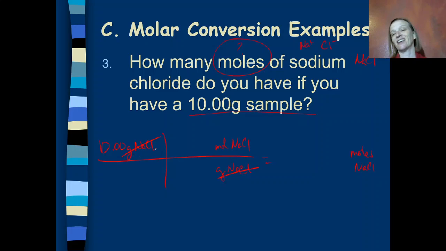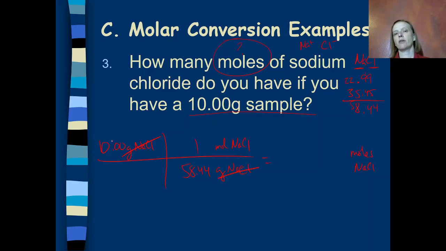But I need to calculate what the molar mass of sodium chloride is. So I look up sodium on the periodic table. There's just one of them, so 22.99. And I look up chlorine on the periodic table. There's just one of them, and that's 35.45. So when I add those together, I get 58.44 grams per mole. 58.44 grams per 1 mole.